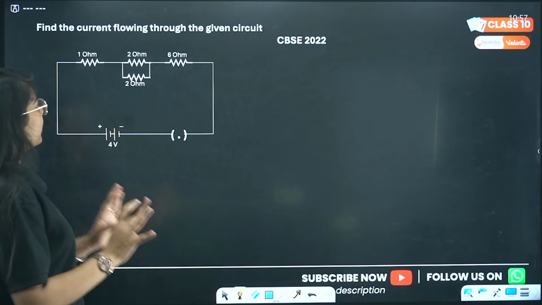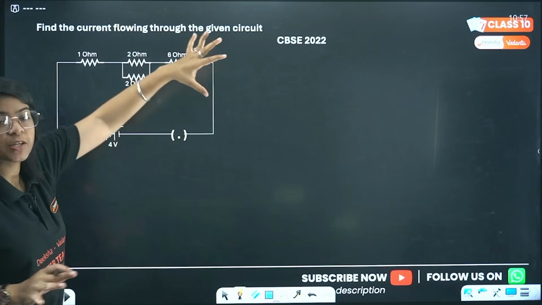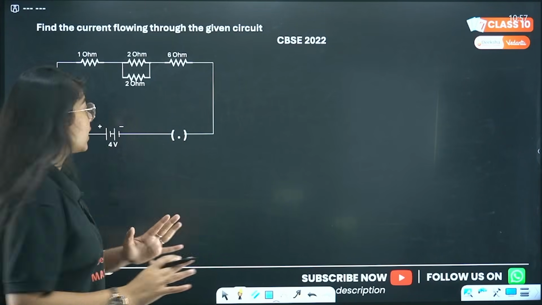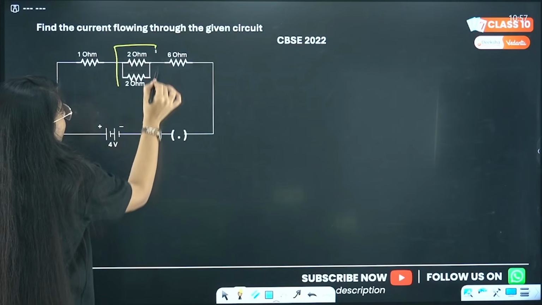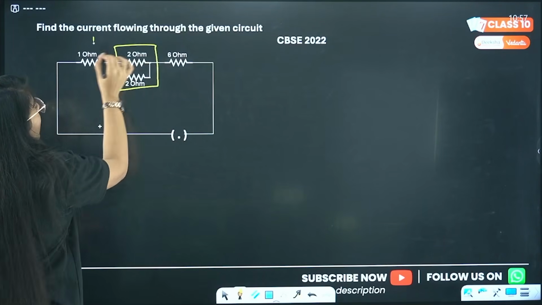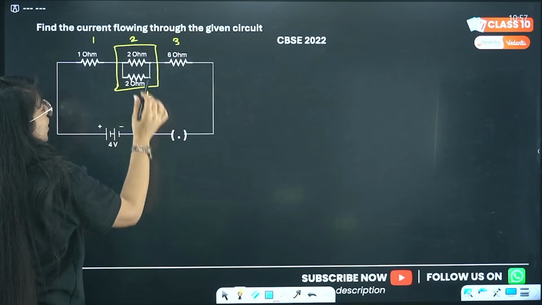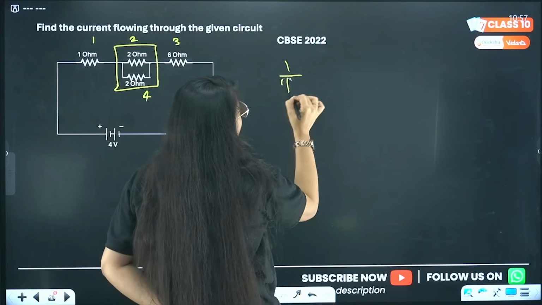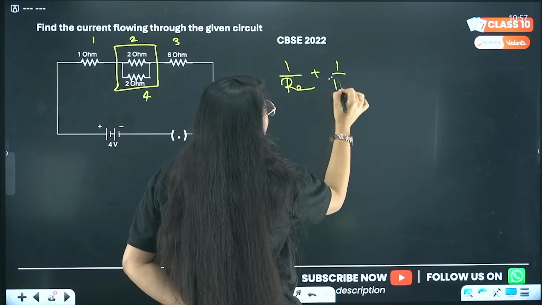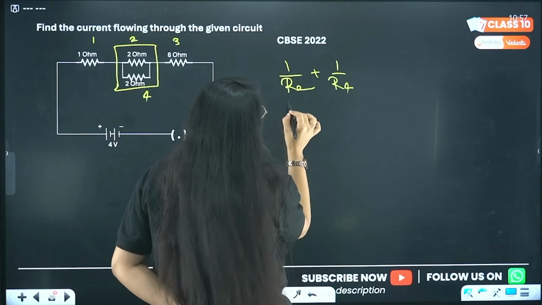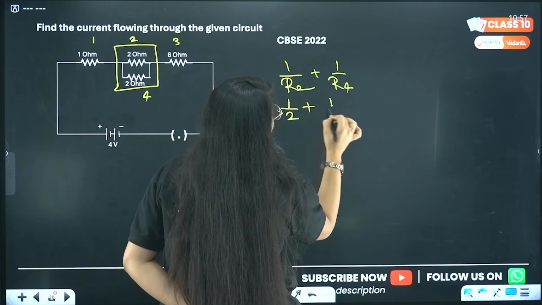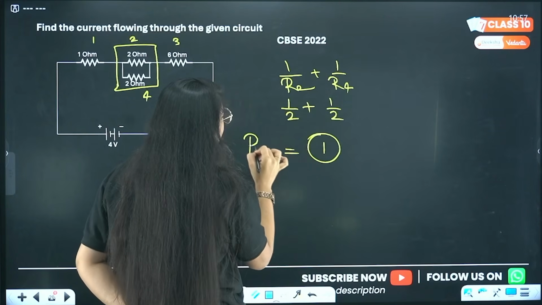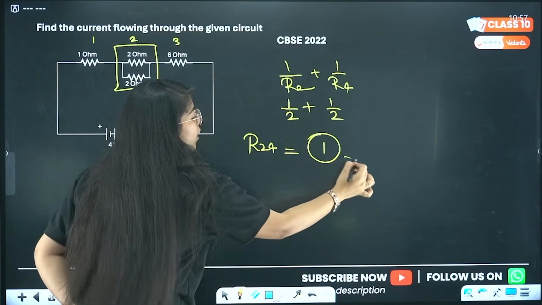Ma'am, this is very easy. This is just a combination of resistors. Don't panic. Read the diagram very carefully. These are the combination we will use first, right? 1, 2, 3 and 4. So 2 and 4 are in parallel, we can clearly see. So I can just do 1 by R2 plus 1 by R4, correct? That will be 1 by 2 plus 1 by 2, and this is 1. So R24 becomes 1 ohm.